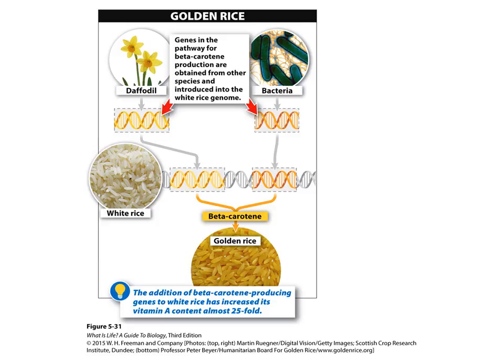Okay, so they took genes from daffodils and bacteria and stuck them into rice so that the rice can now make beta-carotene, so that people eating the rice can get the beta-carotene they need in their diet, and then they can get vitamin A and not have vitamin A deficiency anymore.